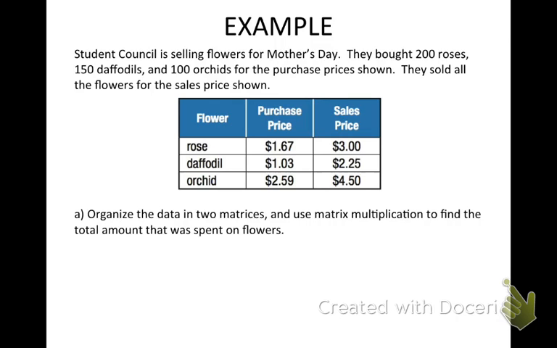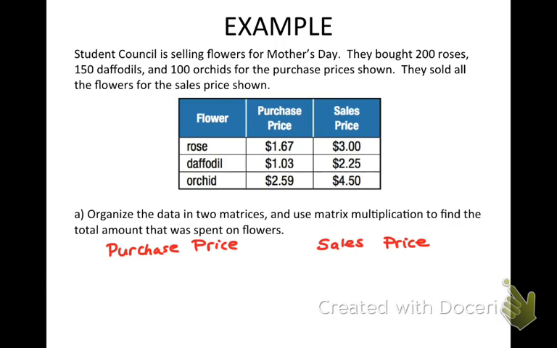Well, we need two matrices. One for the price they purchased for. Yep. And one for how much they sold it for. Good. So, let's do that. Let's start writing. We're going to have a purchase price matrix. And we're going to have a sales price matrix. Okay. What else?